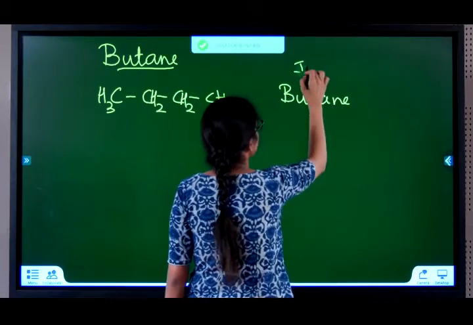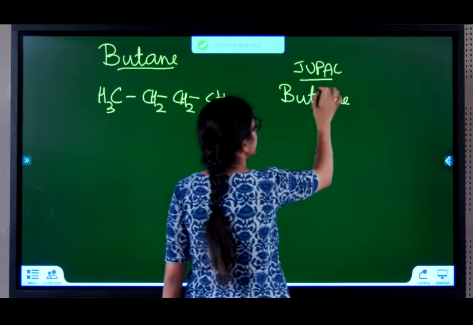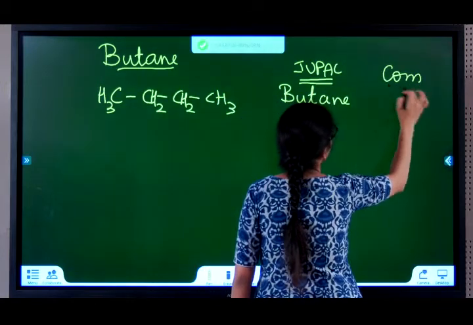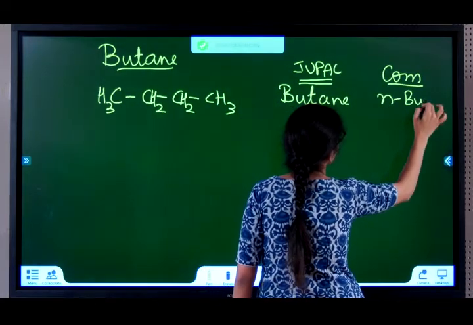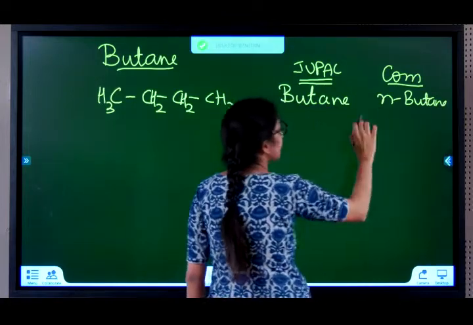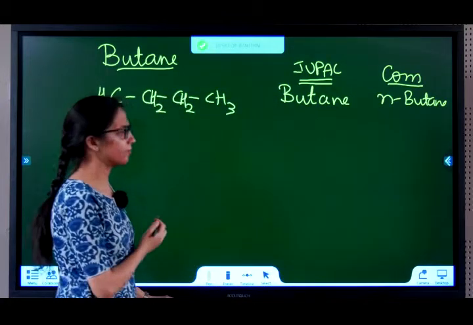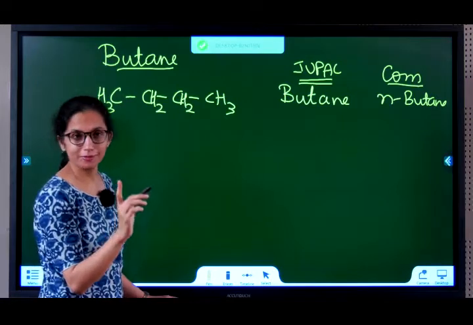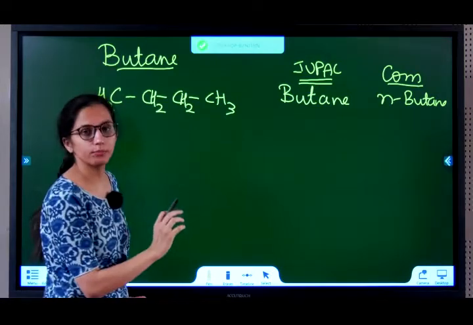The name of this was butane. This is the IUPAC name. It has a common name called N-butane. N meaning normal butane. Why? What is abnormal butane then? There is no abnormal butane. I will show you why the name N-butane was given.